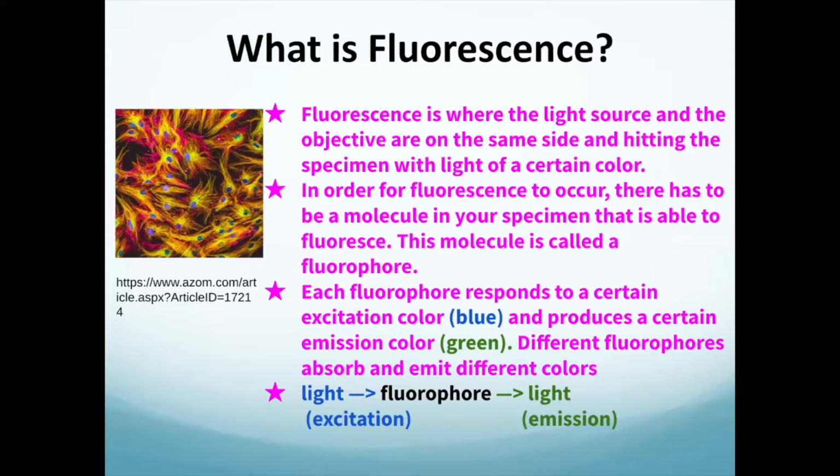Each fluorophore responds to a certain excitation color. In this example, we'll say blue, and it produces a certain emission color, which is green. Now, different fluorophores absorb and emit different colors. As you can see in the picture, the fluorescence image here to the left has different fluorophores, which are basically different colors. We have some blues, yellows, greens, etc. And what the blue light does is it hits the fluorophore, which absorbs the light, which then emits the green light, which is the emission. So that's what fluorescence is.